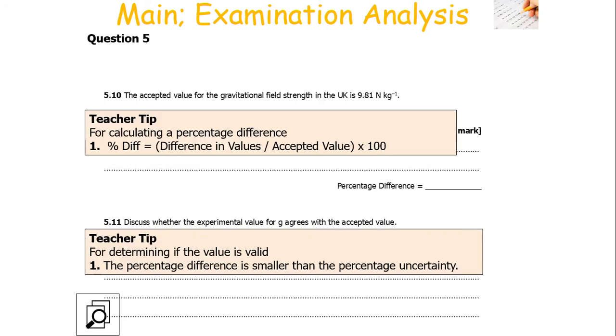So, as a tip here, the percentage difference is the difference in values divided by the accepted value times by 100. And if you want to determine if a value is valid, you've got to understand the percentage difference is smaller than the percentage uncertainty. And they're key things to remember when you analyze data in A-level physics.